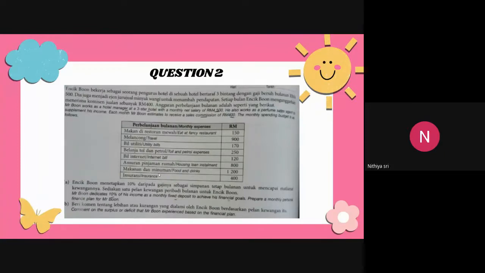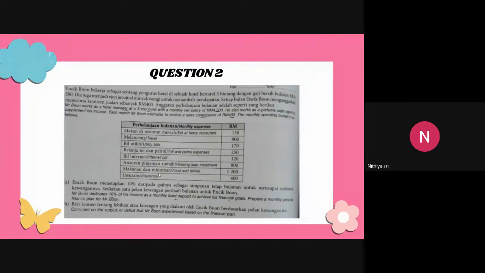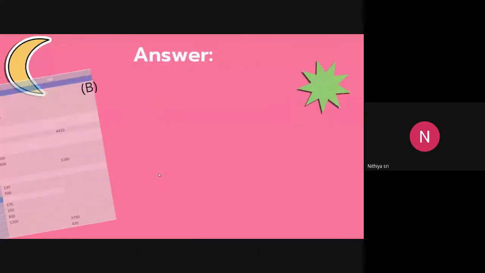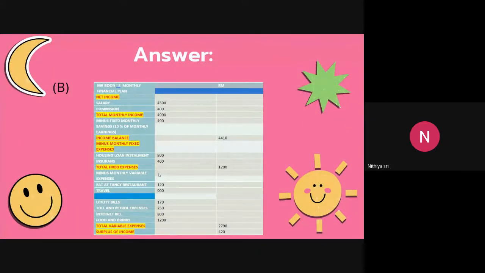B. Comment on the surplus or deficit that Mr. Boon experienced based on the financial plan. So this is Mr. Boon's monthly financial plan. Net income: his salary is 4,500 and the commission he received is RM400. Then the total monthly income is 4,900. Then we must minus fixed monthly savings, 10% of monthly earning, so he must minus 490. Then the income balance is 4,410.